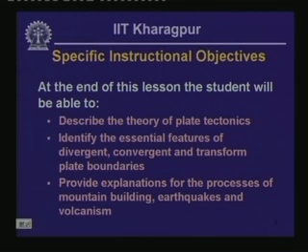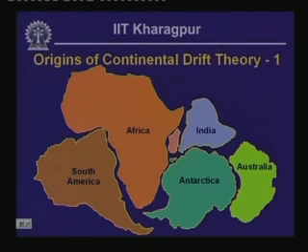The meanings of these things are going to become clear later on in this particular lesson. The meaning of divergent, convergent, and transform plate boundaries is going to be discussed in detail later on. The third thing that we want to be able to do is to provide explanations for the process of mountain building, earthquakes, and volcanism from the theory of plate tectonics. Okay, so these are the objectives, and now let us try to introduce the topic of plate tectonics.